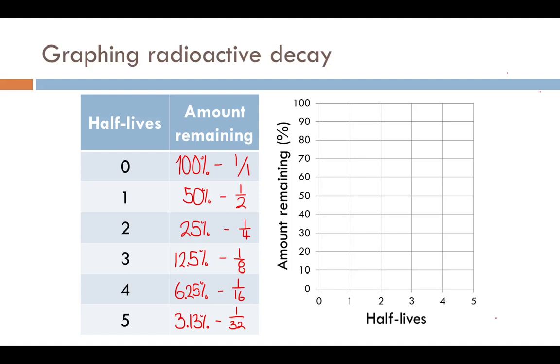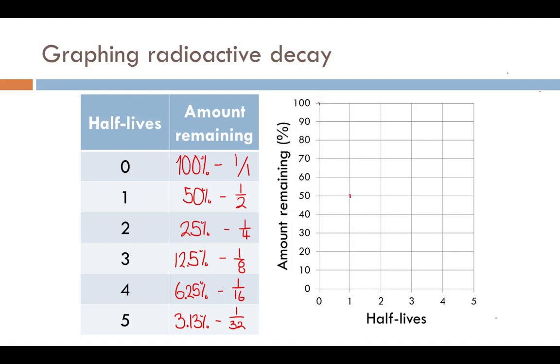Okay, so now let's turn this into a graph. Here we have a graph with the amount of the parent isotope remaining on the vertical axis from 100% at the top to 0 at the origin. And then on the horizontal axis, the x-axis, we have 0 up to 5 half-lives. Now, we don't know how long the half-lives are. It's not important in this case. The first data point here is 0 and 100, which is right there.